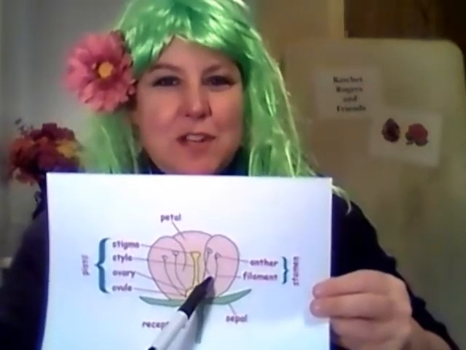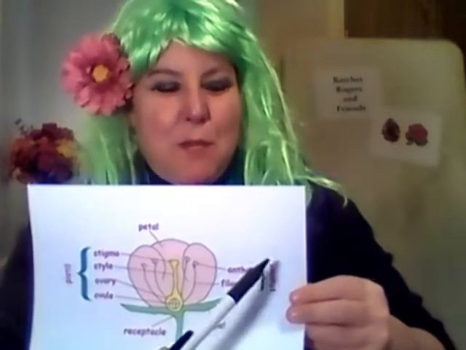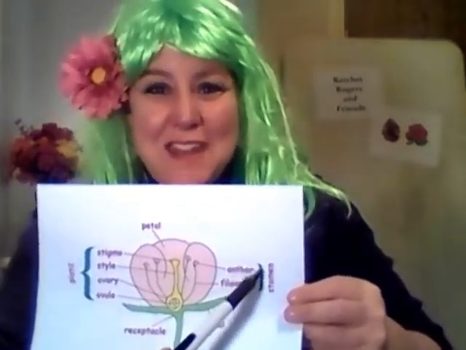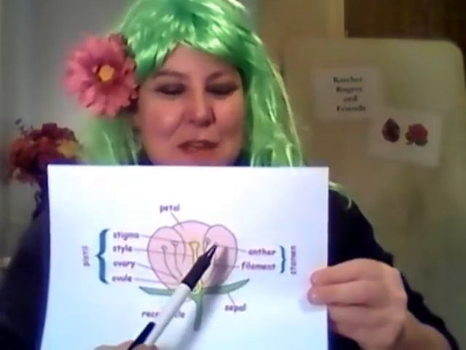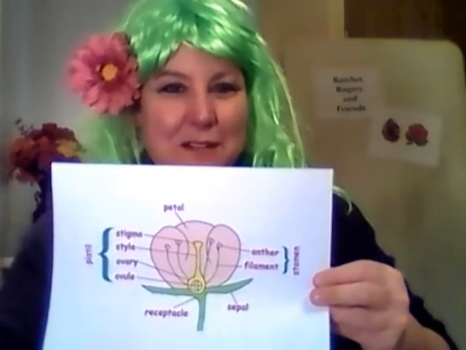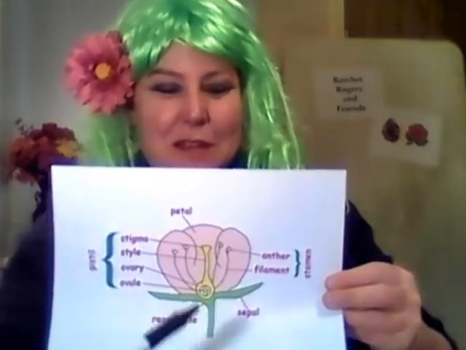So if you get a question on biology, the male part is the stamen, and I like that because it says men in it. And the stamen consists of the anther and the filament. All right, that's the male part of the plant.